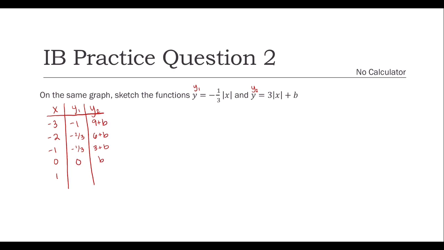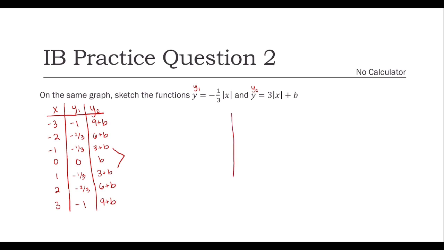When x is 1, we have -1/3. And y2 is 3 plus b. And if you notice, our 1 and -1 are going to be the same because our x's are inside of absolute value signs. So our 2 is going to be the same as -2. So it'll be -2/3, 6 plus b, and then 3 will be -1 and 9 plus b.